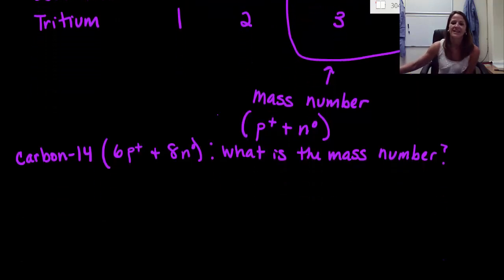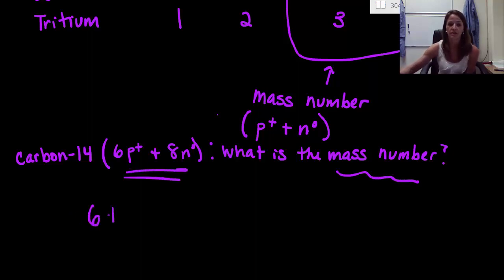All right, did we get an answer? Hopefully we did. To determine a mass number, you simply add up your protons plus your neutrons. For carbon-14, we said they have 6 protons, and we said it has 8 neutrons. 6 plus 8 gives us 14. Ding, ding, ding, carbon-14. 14 is definitely the answer. So the mass number for carbon-14 is 14.